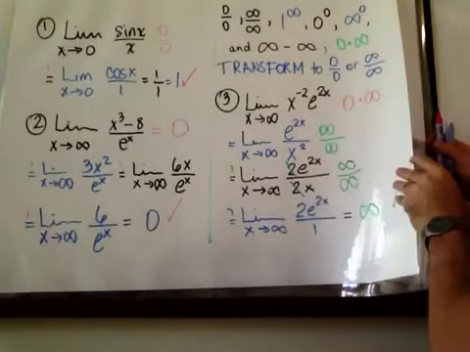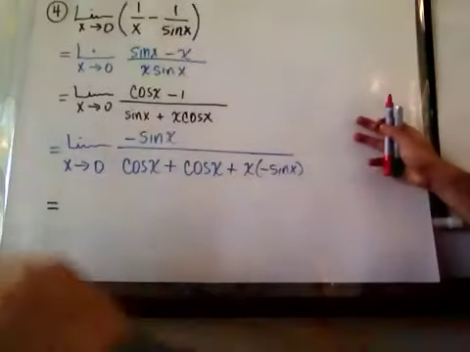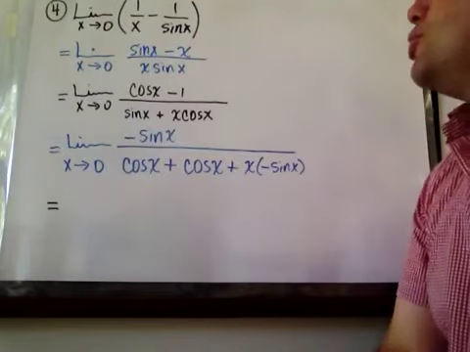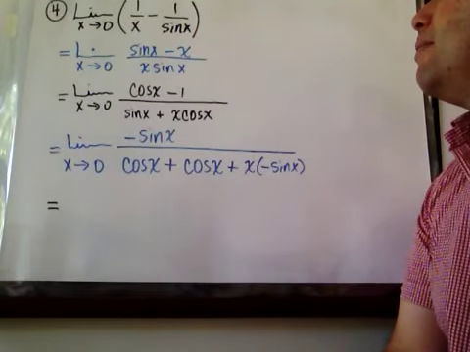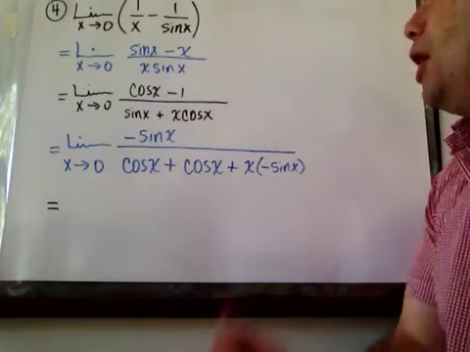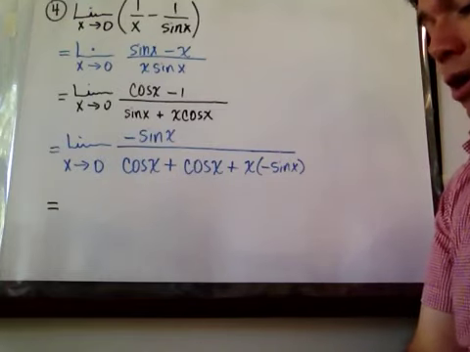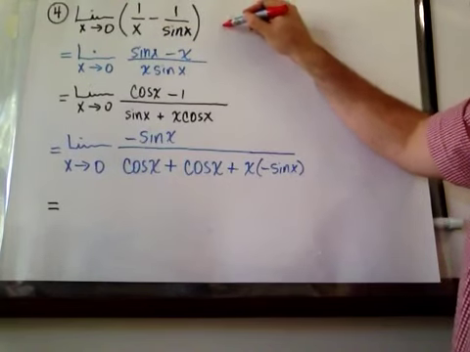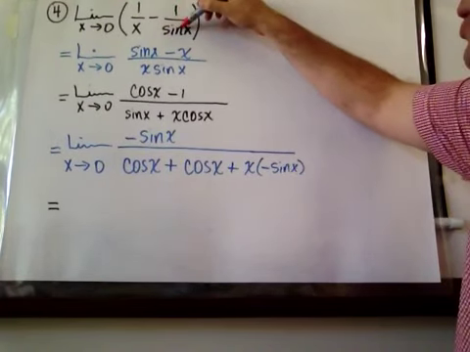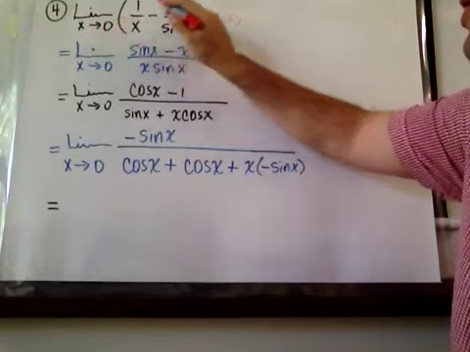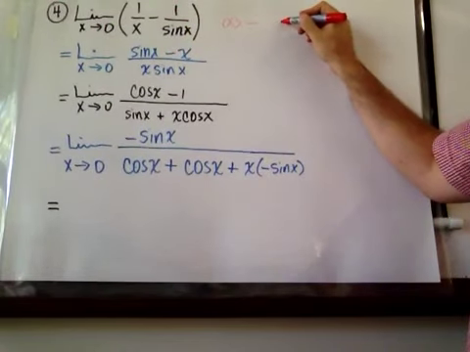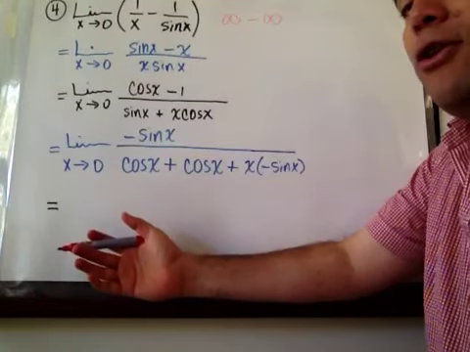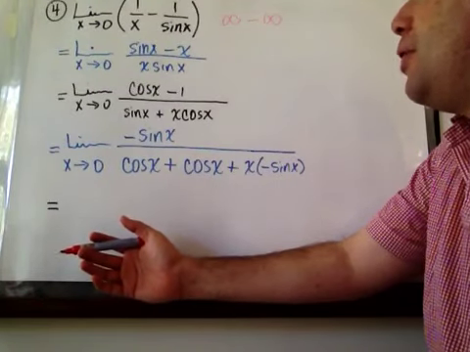Let's see 2 more examples. The limit as x goes to 0 of 1 over x minus 1 over sine of x. Okay. 1 over x takes the form of infinity. 1 over sine of x as x goes to 0 is 1 over 0. So this is infinity minus infinity. Okay. In order to use L'Hopital's rule, I need to transform it.